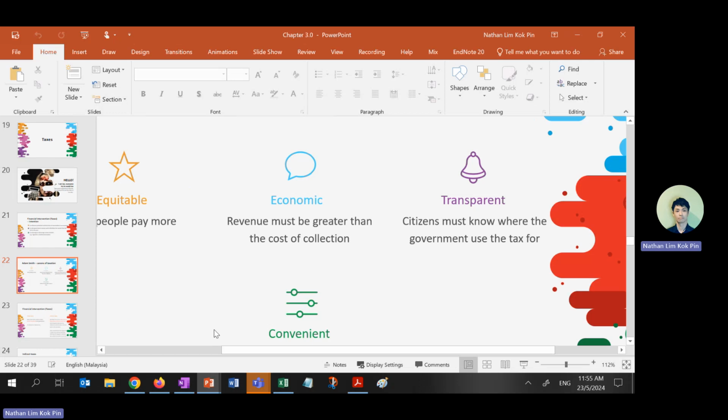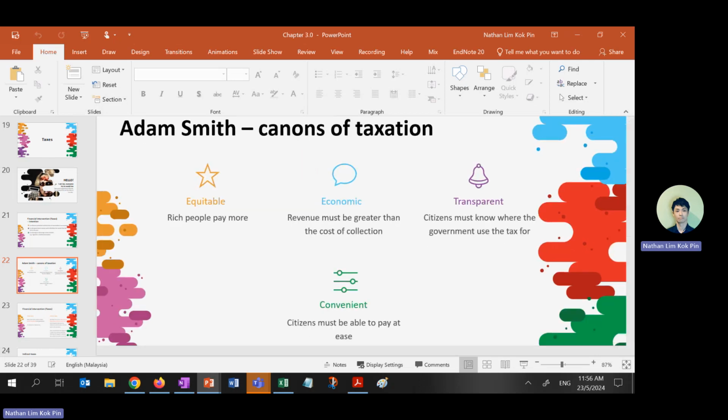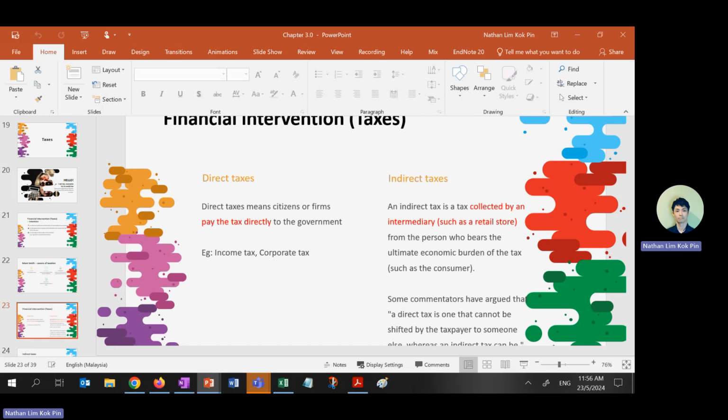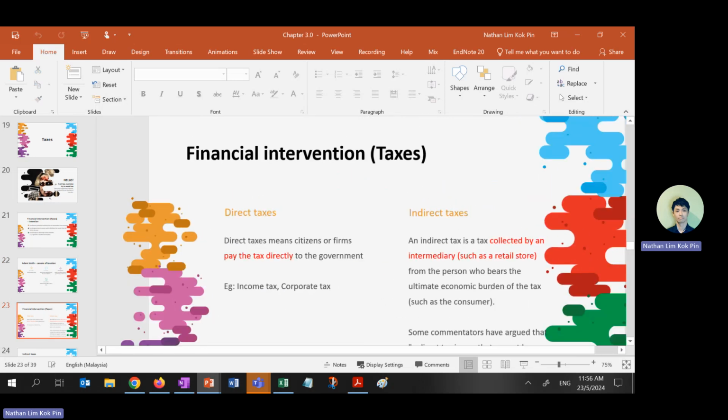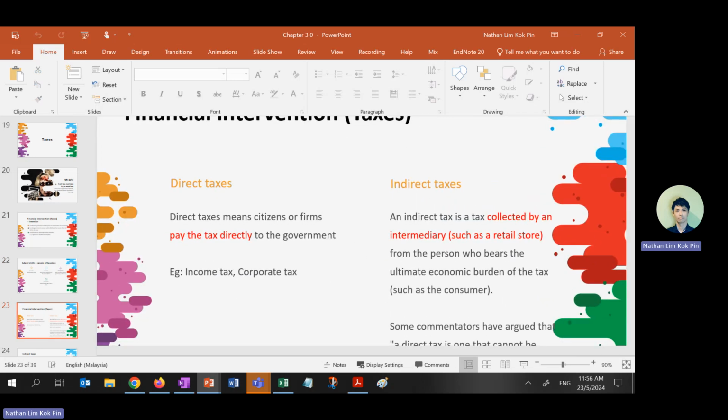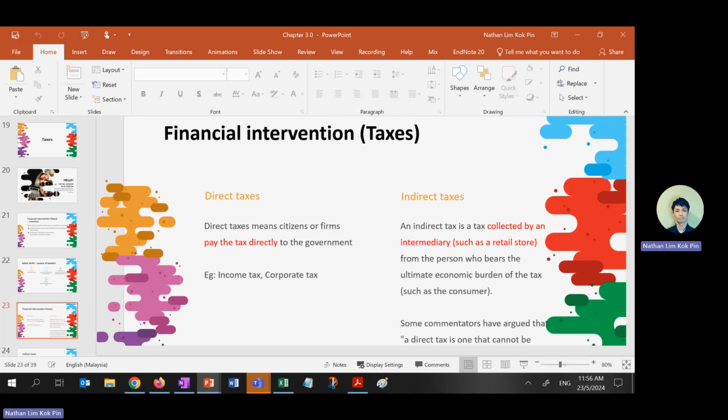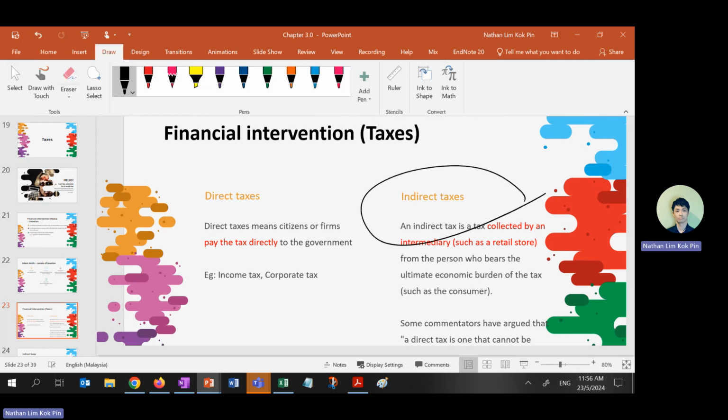By right, this country should not charge or impose tax because we don't know where they use that tax, right? And they never follow Adam Smith, right? Nonsense, right? But anyway, they say tax is good, so just follow, right? And same for effects. Tax also has direct and indirect, right? But we are only focused on indirect tax because direct tax is harder. Okay, you still need to know what's direct and what's indirect.